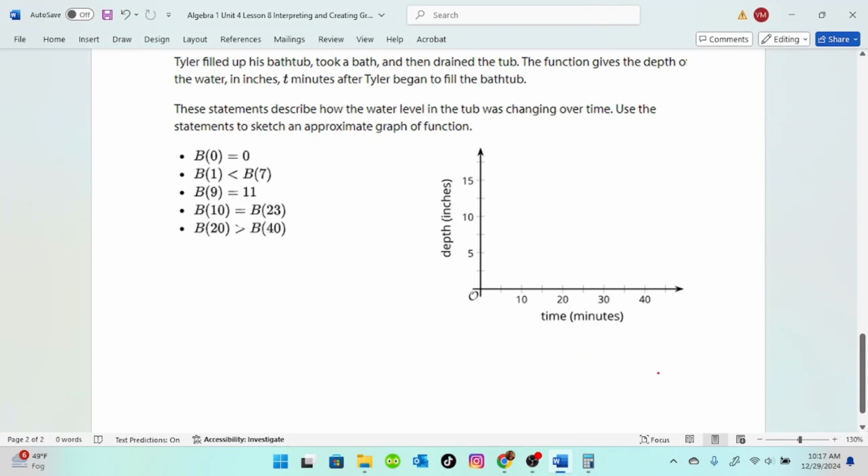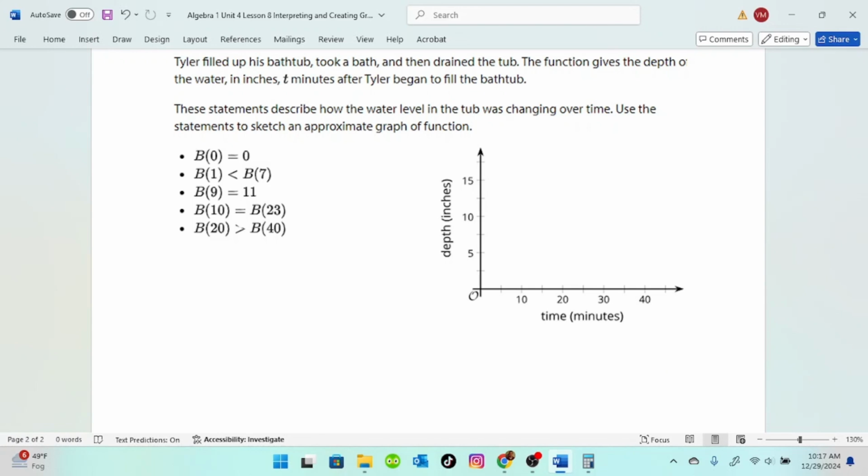Our last practice problem: Tyler filled up his bathtub, took a bath, and then drained the tub. The function gives the depth of the water in inches t minutes after Tyler began to fill the tub. These statements describe how the water level in the tub was changing over time. Use the statements to sketch an approximate graph of the function.